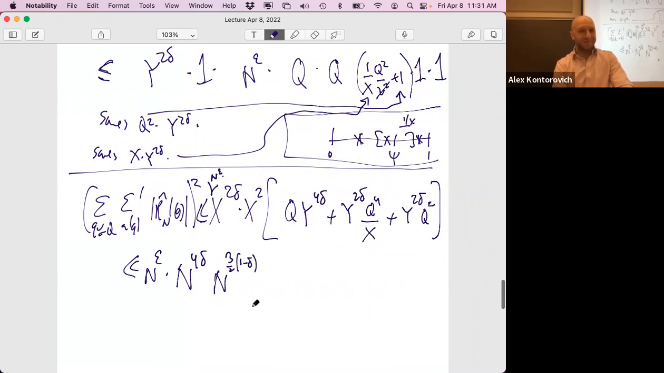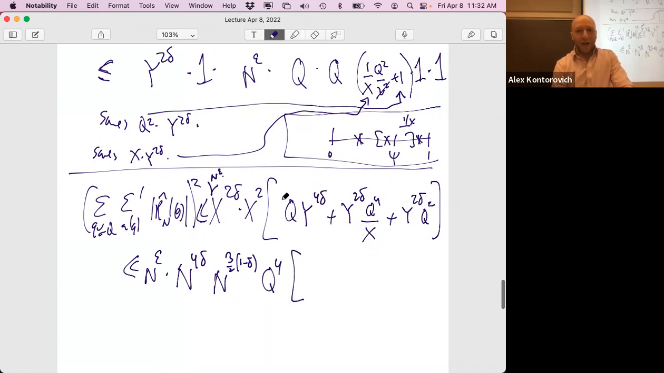Wait, and then with the x to the 2 delta, how did we convert that into an n? The x to the 2 delta plus the y to the 2 delta: x times y is n. Oh, I see. So when I have an x to the 4 delta and a y to the 4 delta, that's an n to the 4 delta. Okay, yeah. And the trivial bound again is q to the 4 because I have q squared terms squared. So q to the 4.